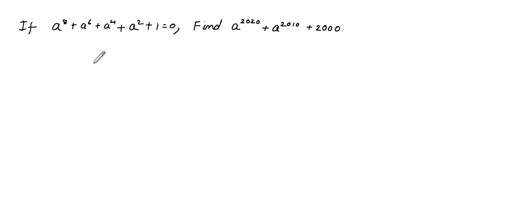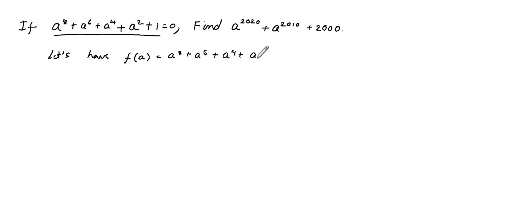So basically we can see that we have a to the power 8 plus a to the power 6 plus a to the power 4 plus a square plus 1 is equal to 0. So first of all, let us try to find out something about this expression only. Let's have f of a equal to a to the power 8 plus a to the power 6 plus a to the power 4 plus a square plus 1.